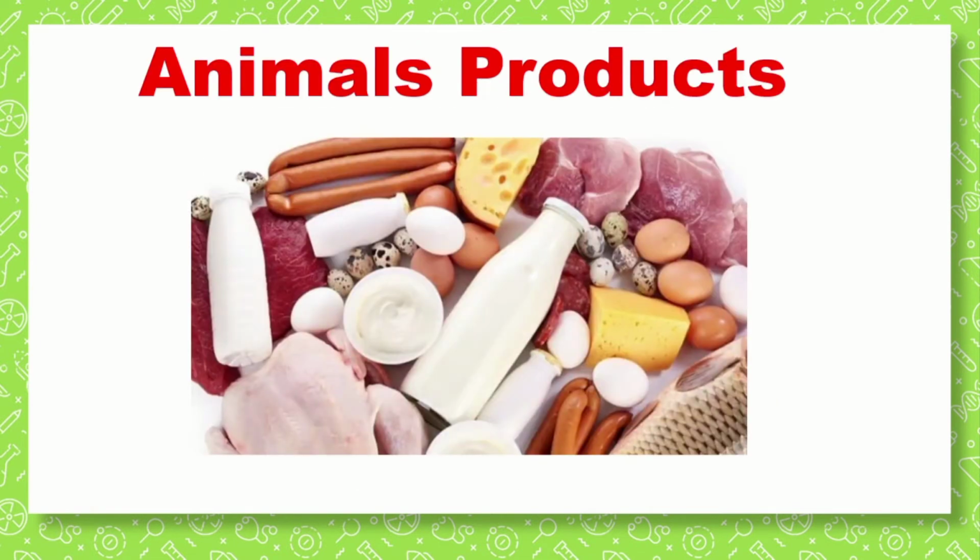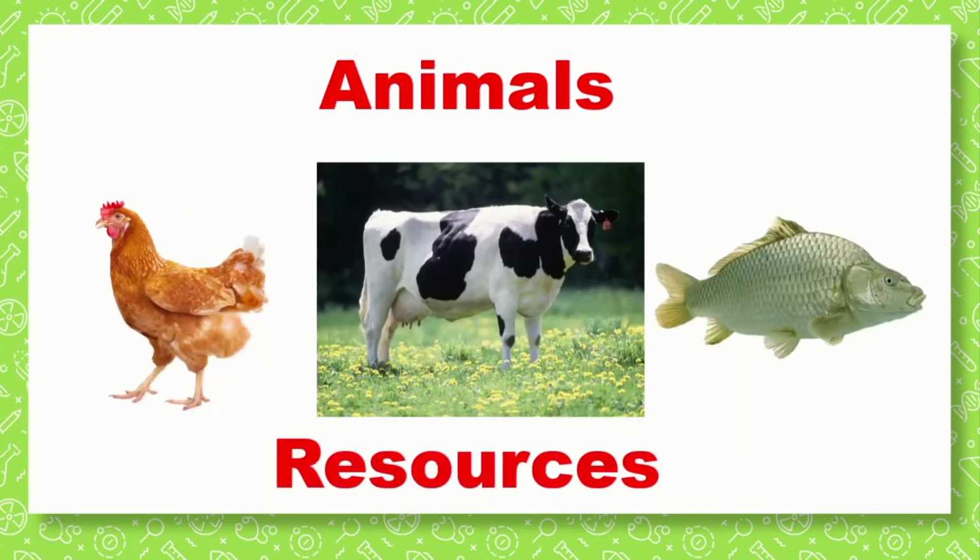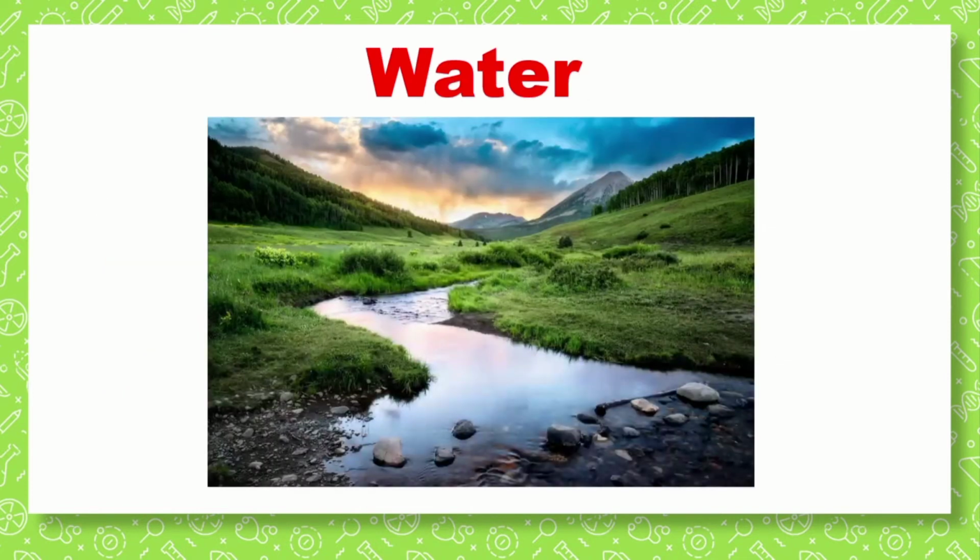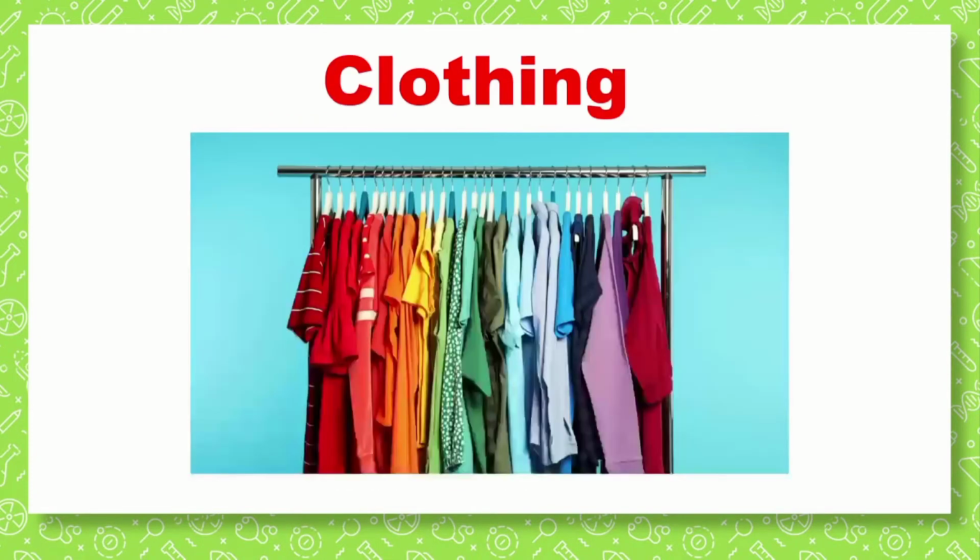What about animal products? Where do we get our animal products? Animal products are things like meat or milk that we get from the cow, or eggs that we can get from chicken and birds. They're all called animal products. We get our animal products from animals, like the chicken, a cow, a fish, or more. So animals are resources. Animals need water. So don't forget that water is a very important resource.